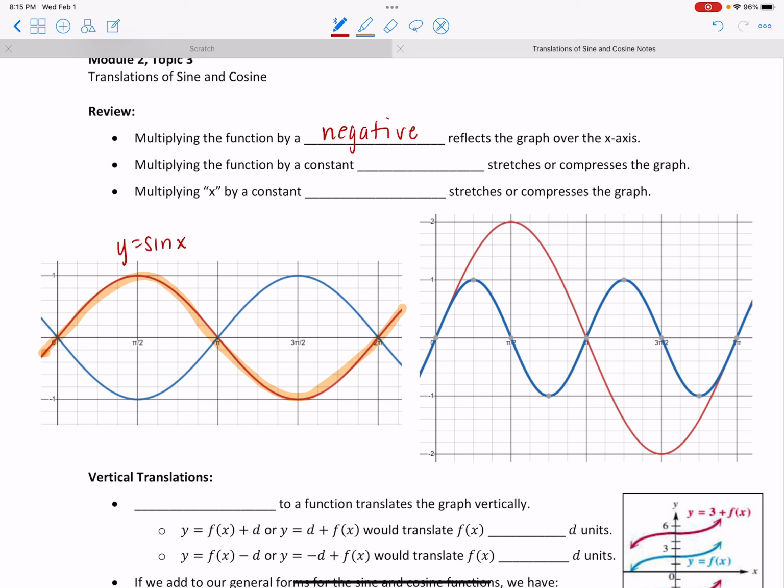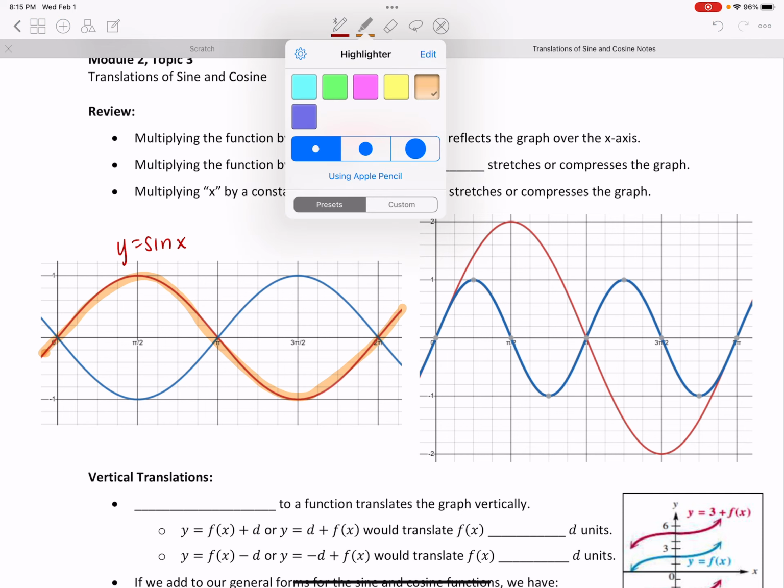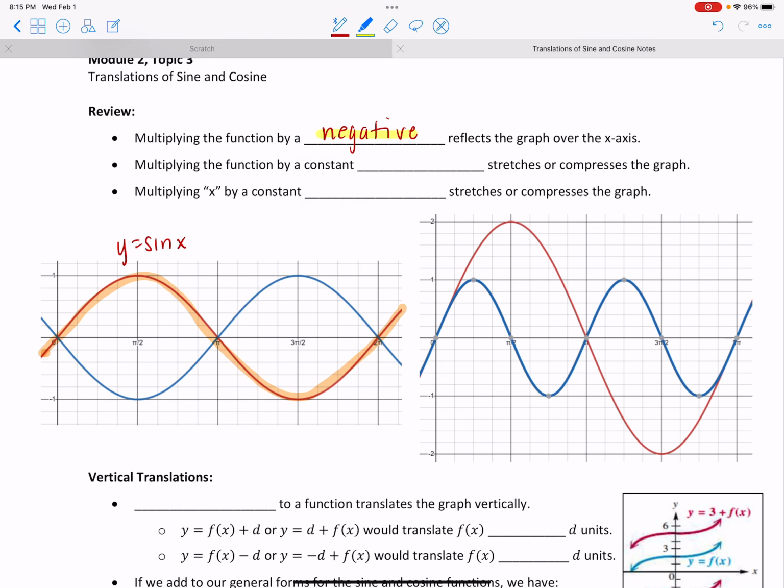And if I multiply by a negative, multiplying by a negative is going to reflect that over the x-axis, and this would be the result. That mirror image over the x-axis. So we know the sine curve starts at 0, but instead of going up to its max, it goes down to its min when we put that negative in there. So this one, again, being y equals negative sine of x.